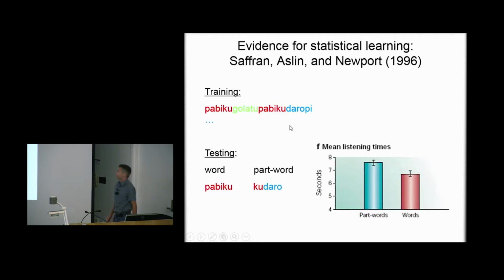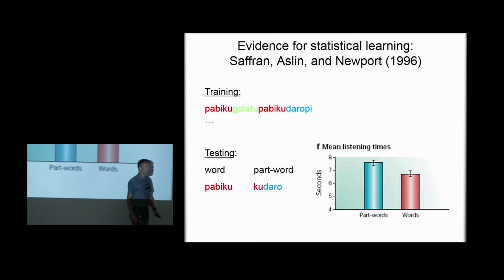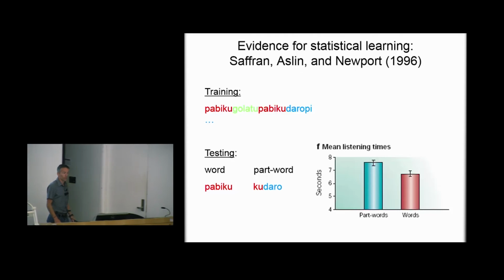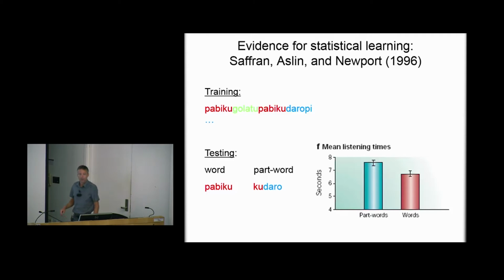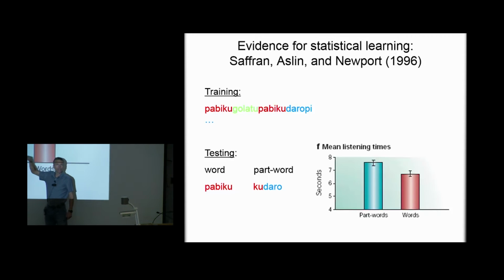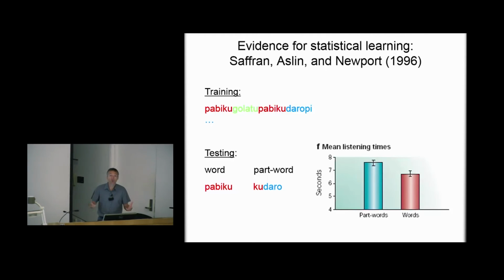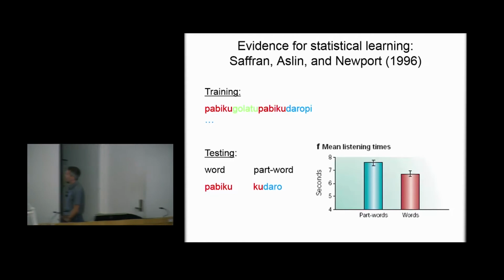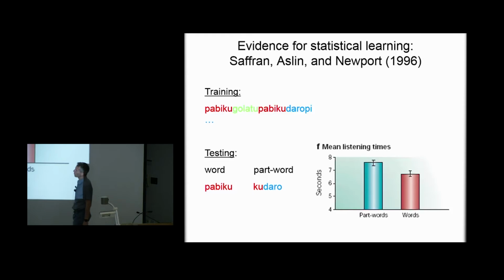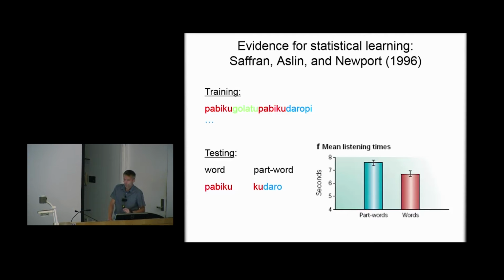Now the results show that these kids were far more interested in listening to these part words than these whole words. So for pabiku, the mean listening times were shorter than the listening times for these part words. The conclusion from these researchers is that these infants must have learned word-like units. They must have realized pabiku is a word in this made-up language, whereas this part word, which sounds very novel and is therefore more interesting to listen to, is not. And again, this is just based on a 2-minute audio clip, so quite remarkable.